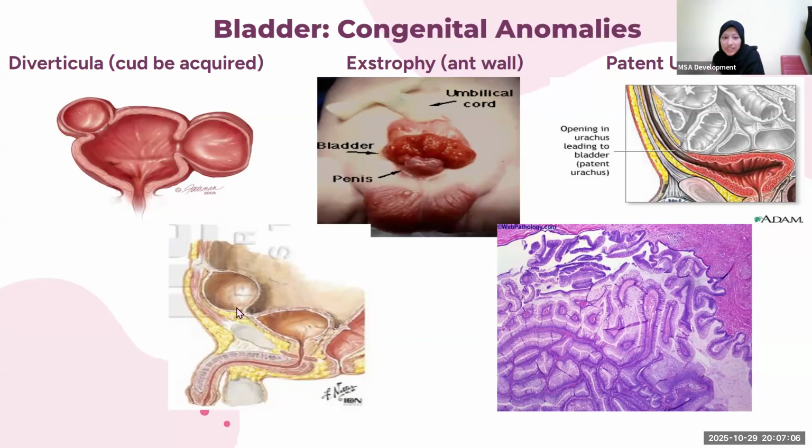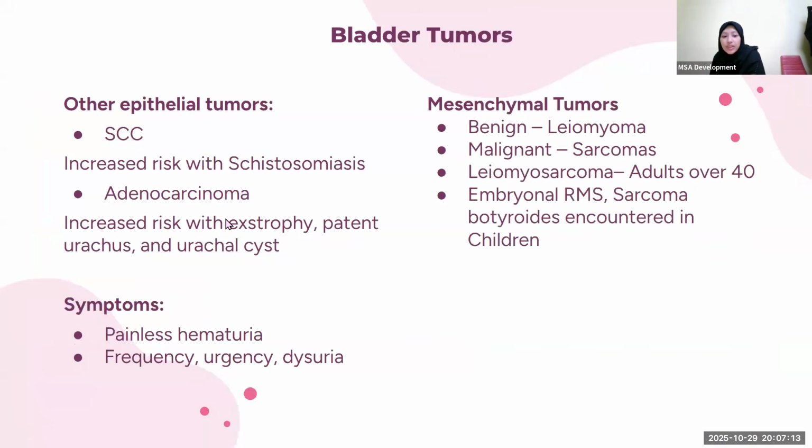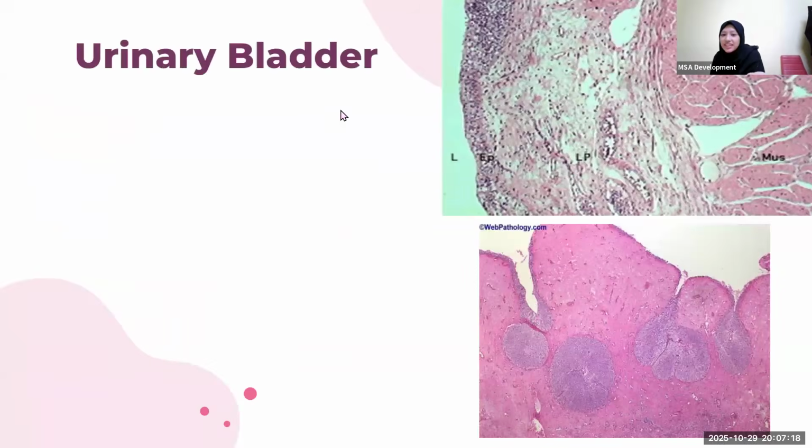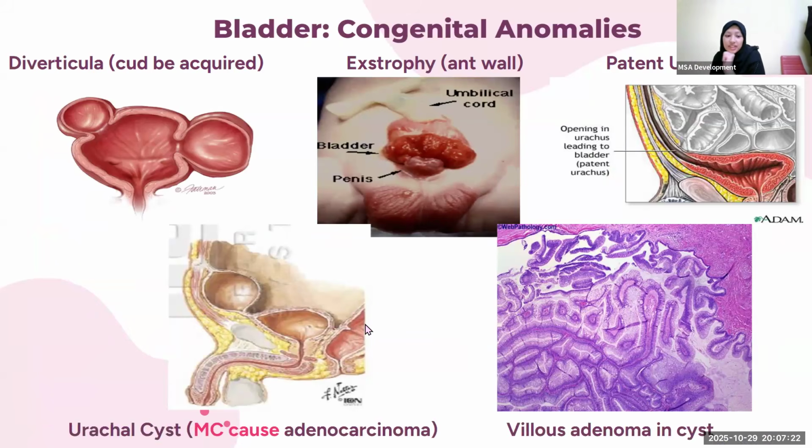Let's go back so we can see it together. Bladder, yeah, here. Adenocarcinoma: increased risk with exstrophy, patent urachus, and urachal cyst. So all the congenital things that we just said increase the risk of adenocarcinoma, which is a rare type of cancer in the bladder. The most common cause is urachal cyst. It looks very ugly. It's like adenoma. Adenoma is gland-like, so gland-like structures inside the cyst will predispose it to cancer, adenocarcinoma.